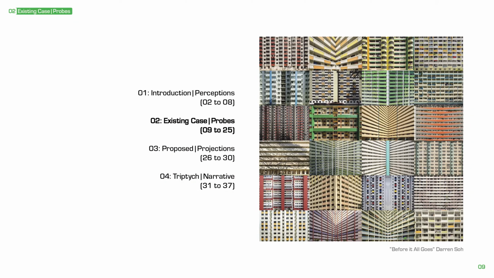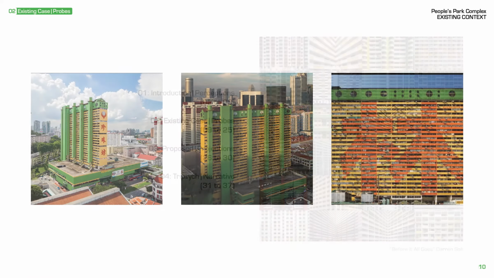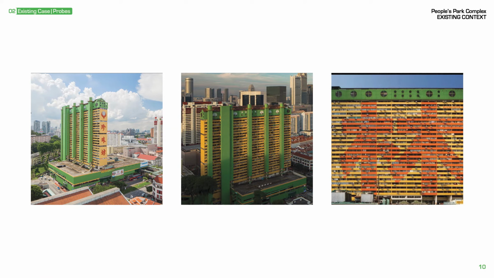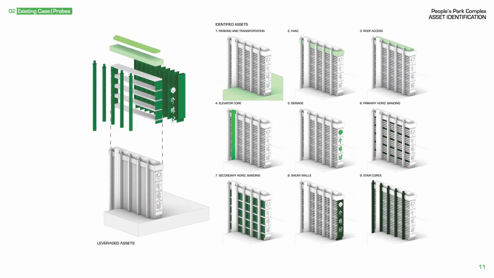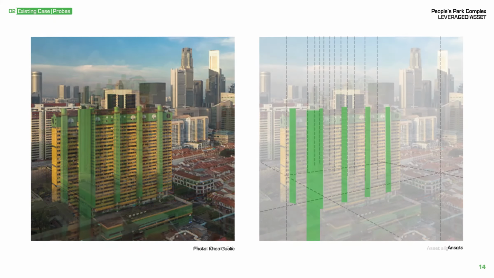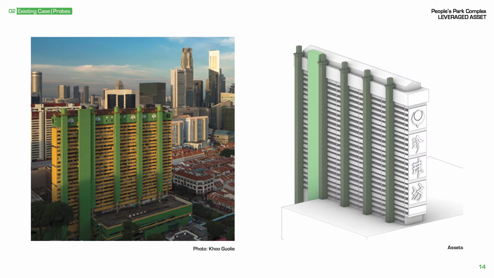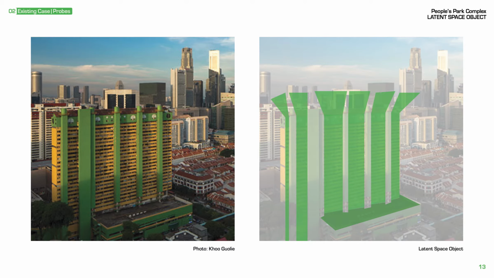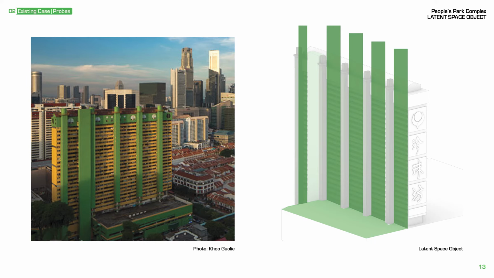Surrounded by historically preserved shophouses, the building of study in Singapore is the People's Park Complex, located in the heart of Chinatown. This building's height and assets make it an easily identifiable landmark, used for wayfinding. The building's vertical mass rests on a parkade, with supplementing vertical stair cores and elevator shafts producing latent interiorities or space objects.